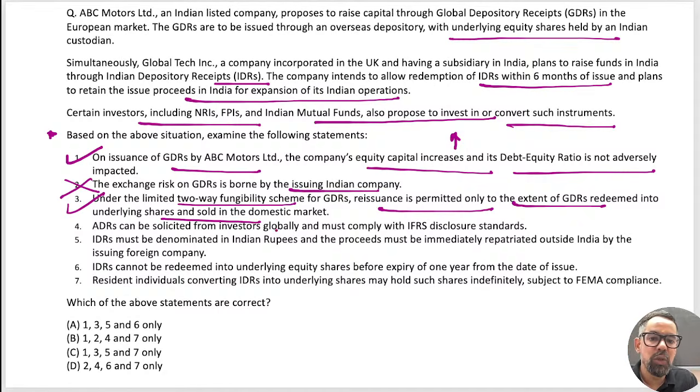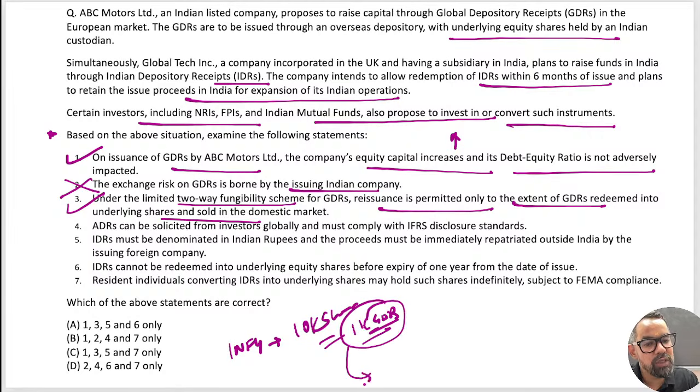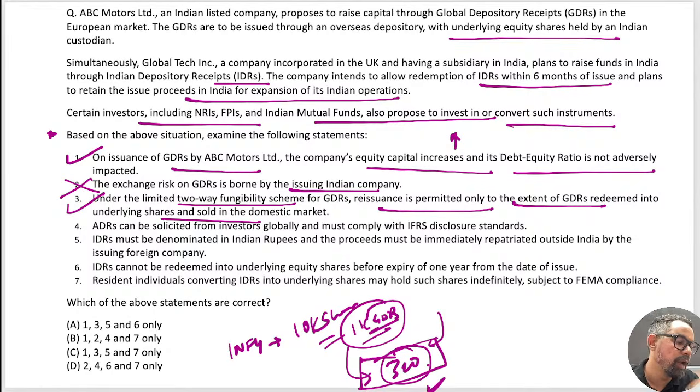So two-way fungibility scheme of GDR means, let's say there is a company, as I gave you the example of Infosys. Let's say they have issued 10,000 shares, which is equal to, suppose, 1,000 GDR. Now, out of these 1,000 GDR, suppose 300 GDR are liquidated by the investors. Now Infosys can issue these 300 GDR again.